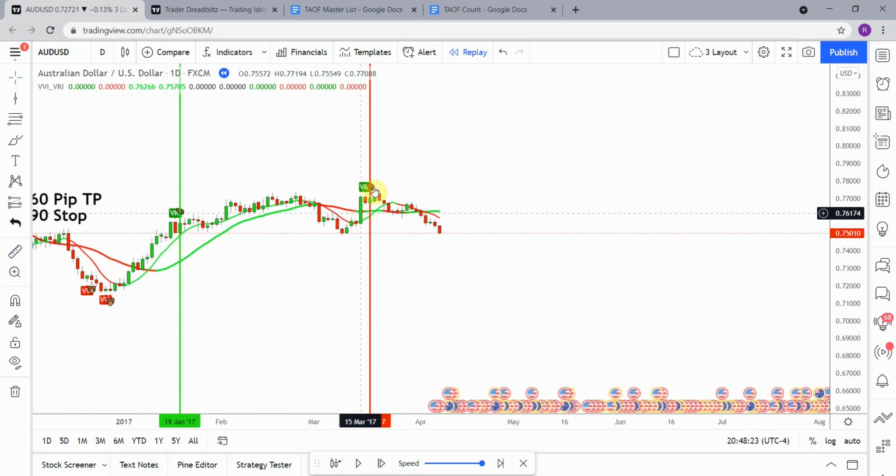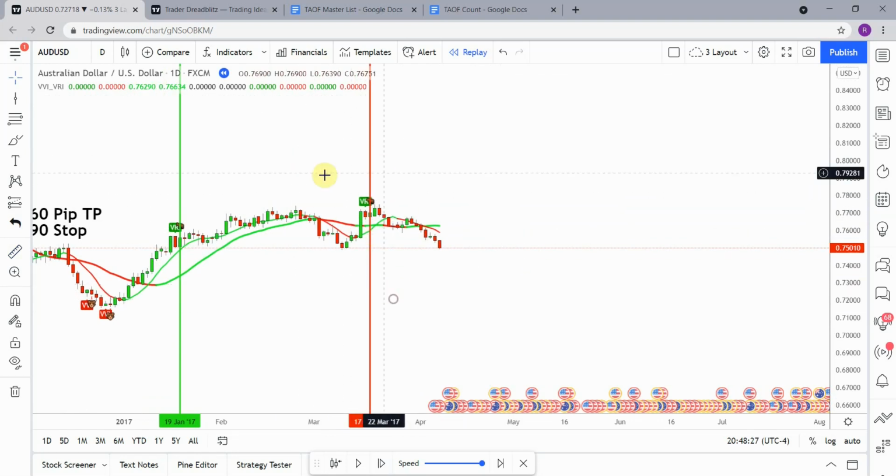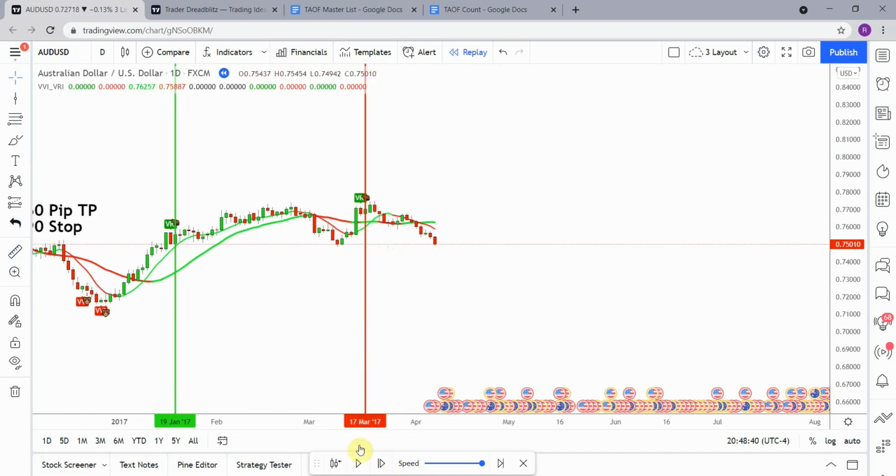Then picked up this one here on this side. Again, it is a long signal, but this one took an immediate sharp turn to the downside, almost immediate anyway, and would have gotten us stopped out. So let's go ahead and continue on.